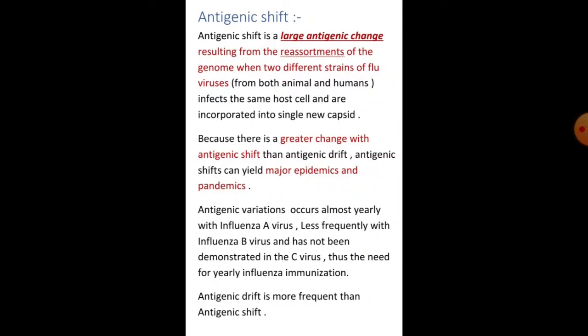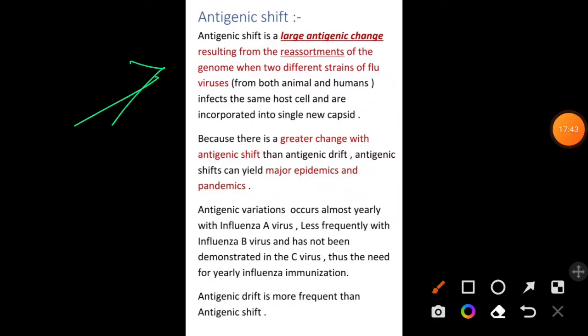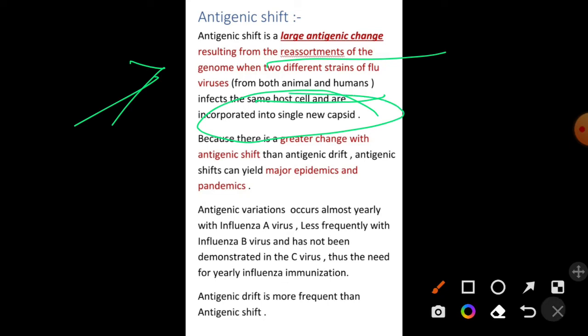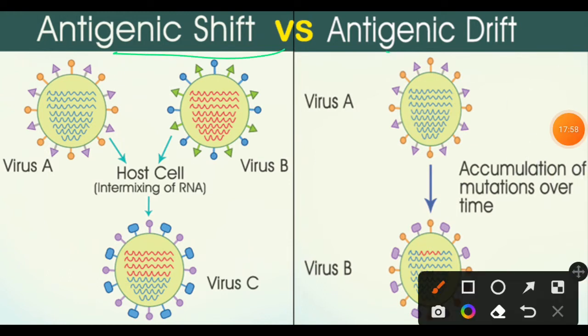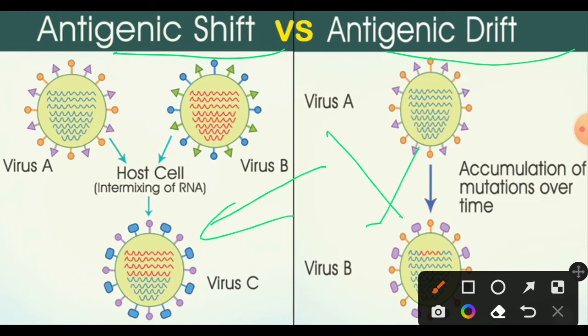So antigenic shift is a large antigenic change resulting from the reassortment of the genome when two different strains of virus infect the same host cell and are incorporated into a single new capsid. Remember, antigenic shift induces a greater change than antigenic drift. Antigenic shift is less frequent than antigenic drift, because here a drastic change occurs, right? On the other hand, antigenic drift is just a slight mutation.